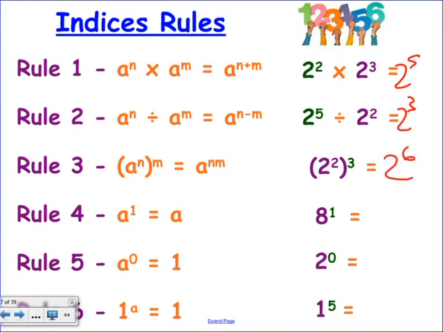8 to the power 1, so any base number to the power 1 is just the number itself, 8. Anything to the power 0, 2 to the power 0 is? Not 0, it's 1. Anything to a power of 0 is the number 1, and 1 to the power 5, anything of 1 to the power of is 1. 1 times 1 times 1 times 1, a million times is just going to give you 1. Okay? So they are the 6 index rules. You might get a question on those.